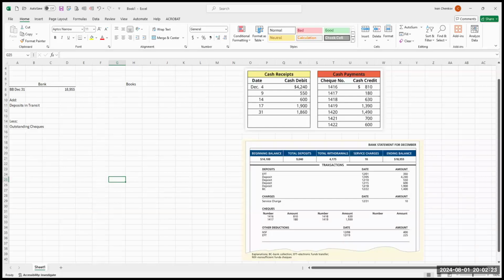Now, the next thing that I want you to observe is whether there is any other information in the question that we need to be aware of.